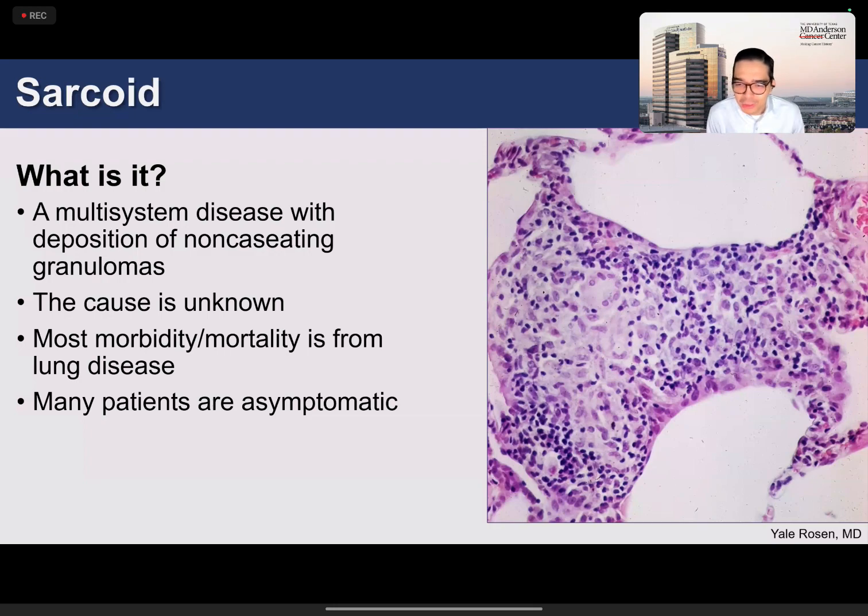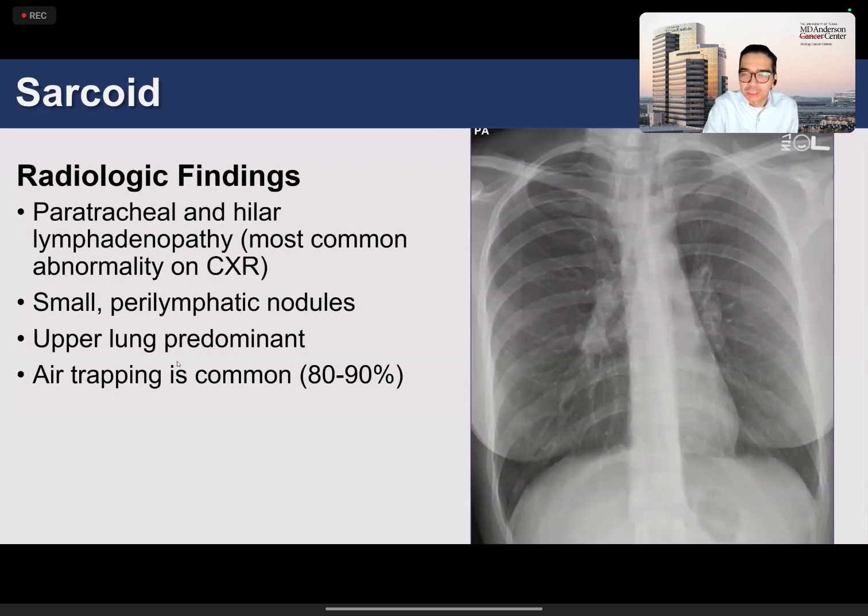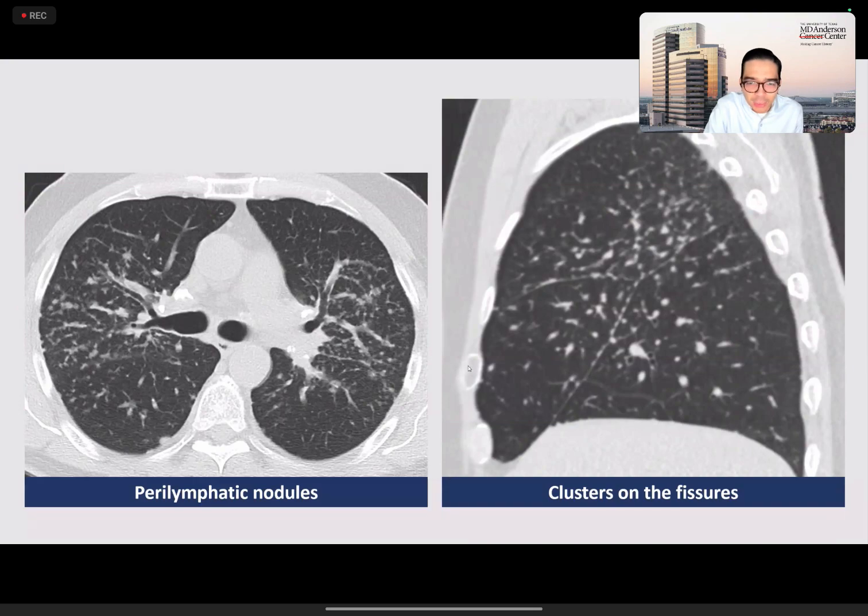Okay, let's come to our differential. The first thing that I have in this differential is sarcoid. And this is a multi-system disease with deposition of non-caseating granulomas. We don't really know what causes it, and most of the morbidity and mortality is from lung disease, but many patients are asymptomatic. And we know the classic chest x-ray finding of hilar and paratracheal lymph node enlargement, and then you might on the chest x-ray see perilymphatic nodules. But, and this is the classic chest CT appearance, by the way.